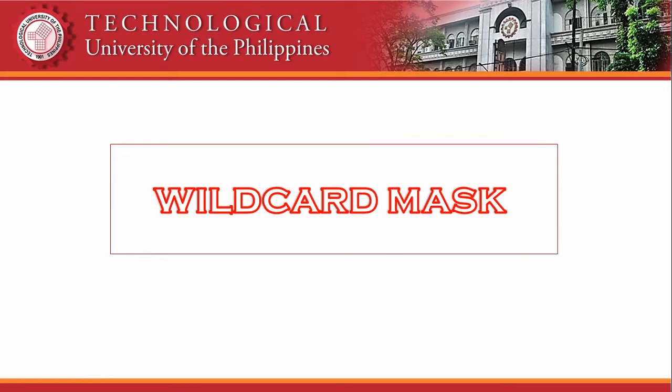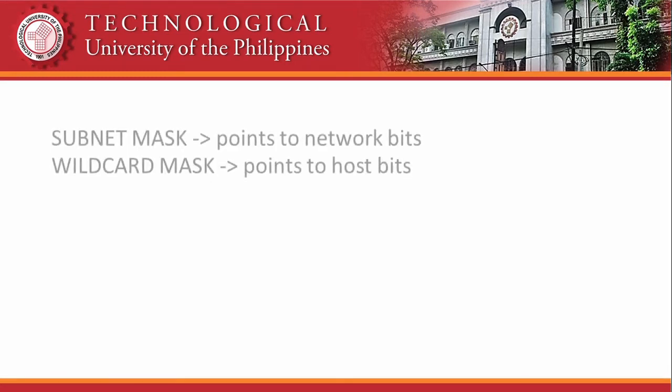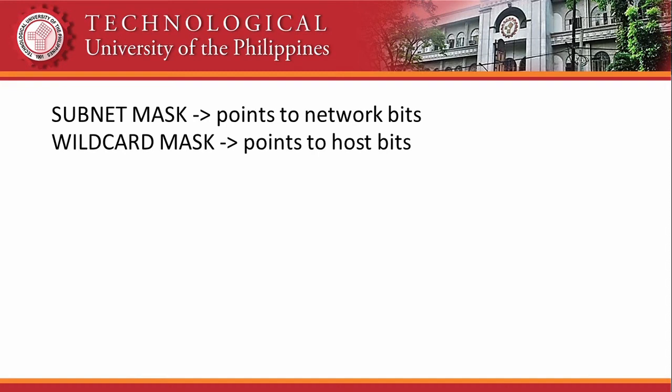It will be the wildcard mask. Ano nga ba itong wildcard mask na to? It is simply kabaliktaran ng subnet mask. Diba sa subnet mask, we are pointing to the network octets. This time, we are pointing to the host octet. What do I mean? Sige, pakita ko sa inyo para mas maintindihan nyo. Tandaan lang, nakabaliktaran ng wildcard mask ang subnet mask.